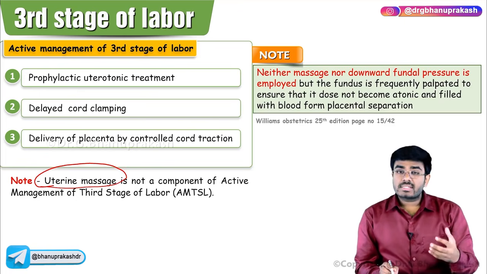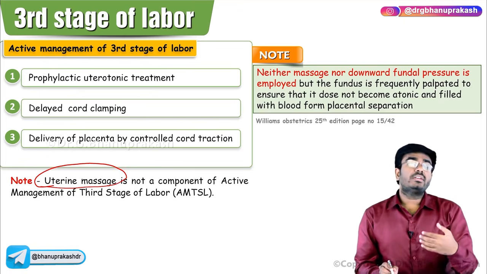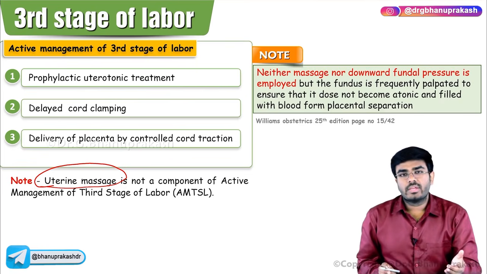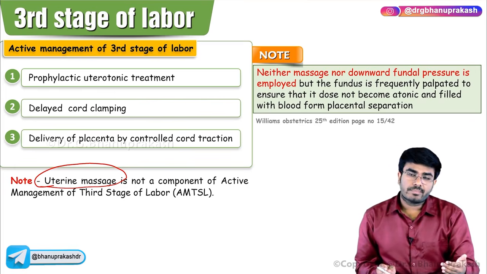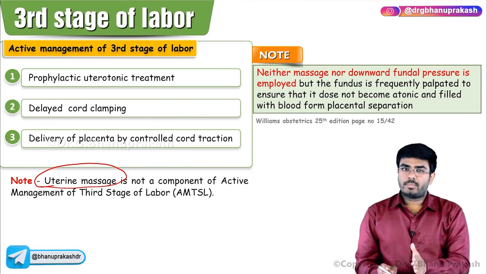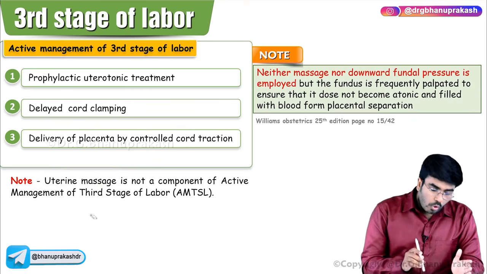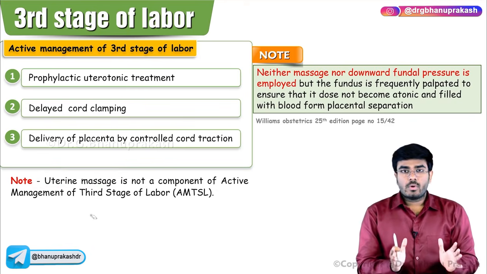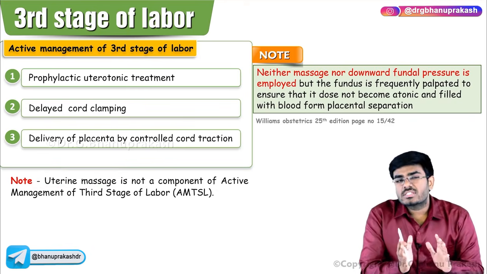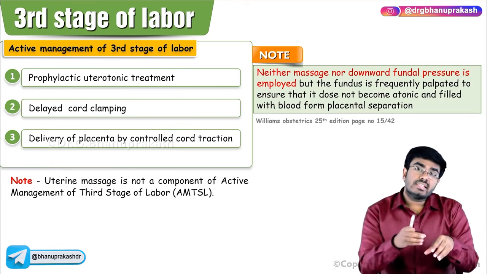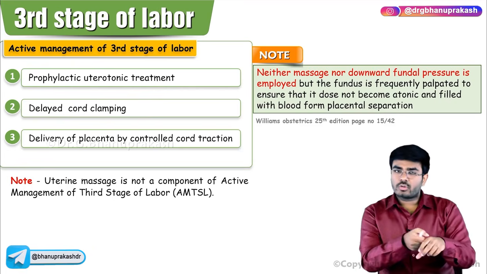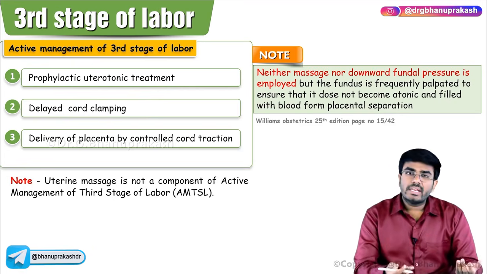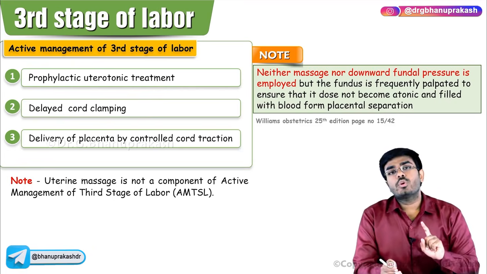See, this uterine massage, we will do it for treatment of postpartum hemorrhage. Okay, we will be doing this uterine massage as a treatment option for postpartum hemorrhage. But there is no postpartum hemorrhage now. We are in a normal third stage of labor and we are assisting it. How are we assisting it? By three ways: uterotonic drug, controlled cord traction, and delayed cord clamping. But there is no uterine massage.